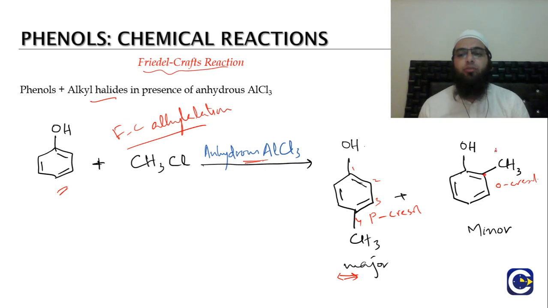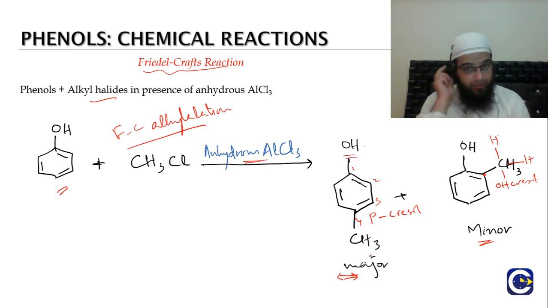This is a bulky group. We have three hydrogens that are attached to this carbon, so it makes it a lot bulky. So that's why this product is the minor product. The ortho product is the minor product. Orthocresol is the minor product that's formed in this reaction, and the major one is the paracresol, because the two bulky groups are placed far apart in this case. That's why the para product is the major product.